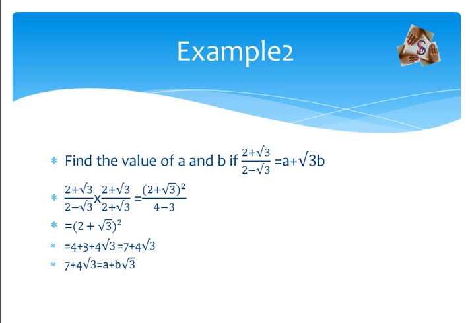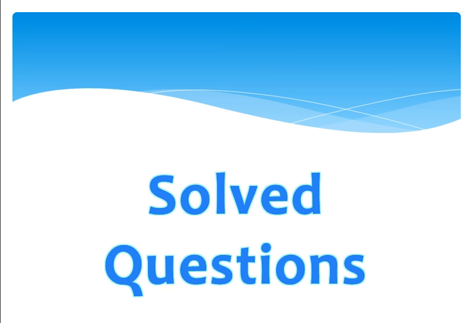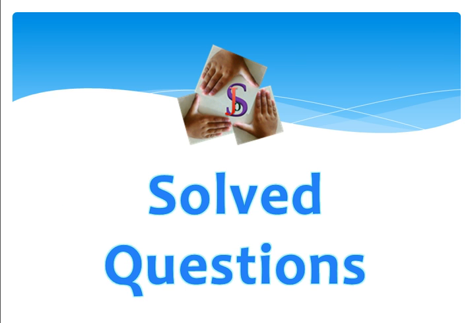Now 7 plus 4 root 3 is equal to a plus b root 3. I equate the rational and the irrational coefficients. So I get a is equal to 7 and b is equal to 4. Proceeding further is our next section, that is the solved questions. Questions have been solved step by step.